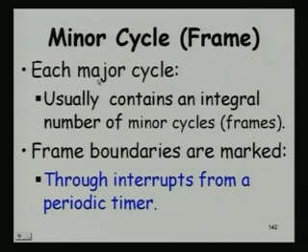As we will see, to reduce the schedule length, we will impose that there is an integral number of frames in a major cycle, and the frames are marked by interrupts from a periodic timer.